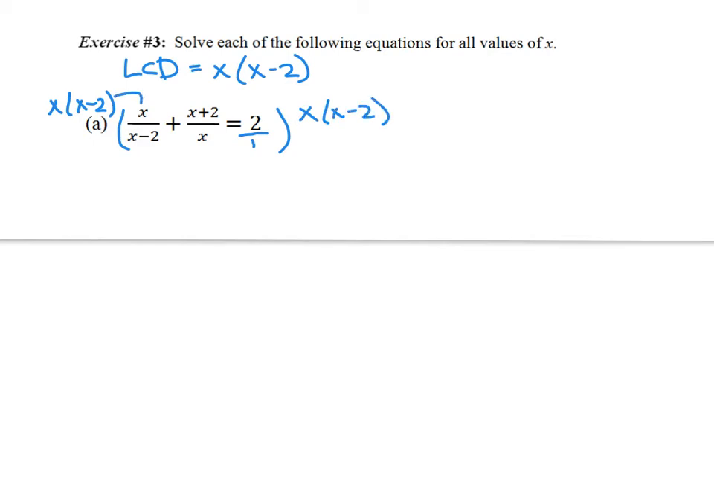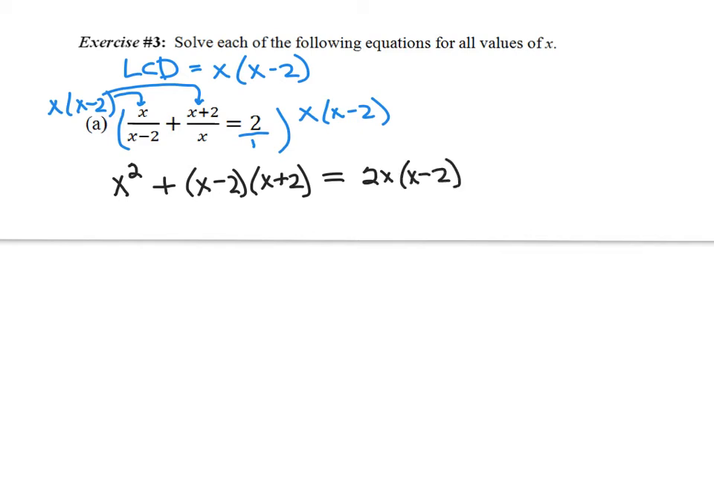And again, on the left side, I'm going to have to distribute times the first fraction and the second fraction. So I'm using that same x and x minus 2 to multiply by both fractions. In the case of the first fraction, the x minus 2's will cancel. So that's going to leave me with x times x, which is x squared. In the case of the second fraction, the x's will cancel. So I'm going to have x minus 2 times x plus 2. On the right side, I don't have any cancellation, so I'm going to have to multiply 2 times x and then multiply that answer by x minus 2.